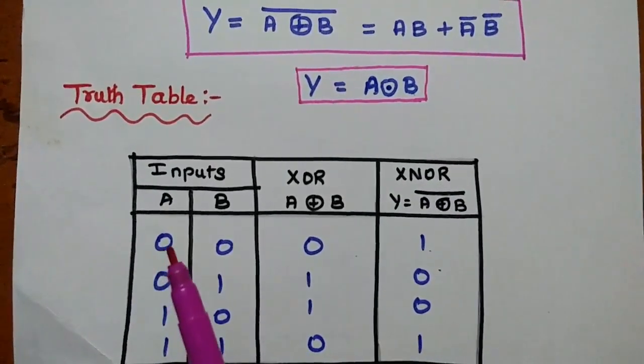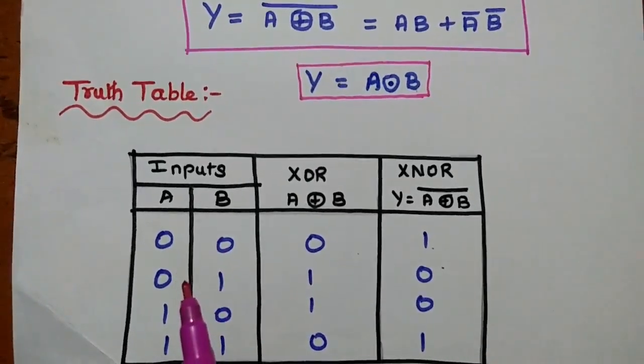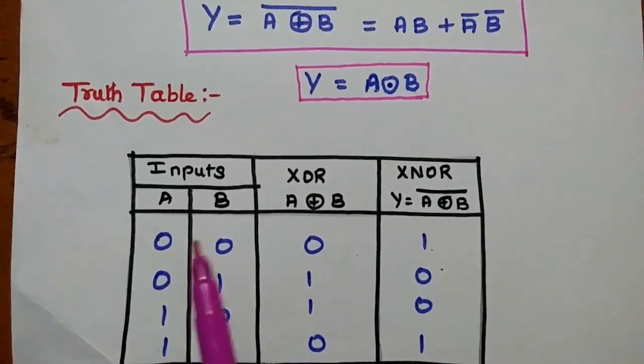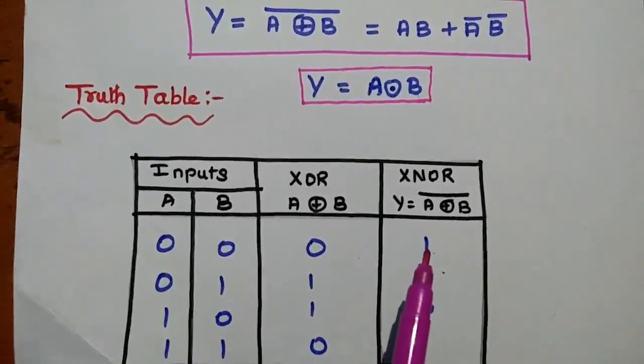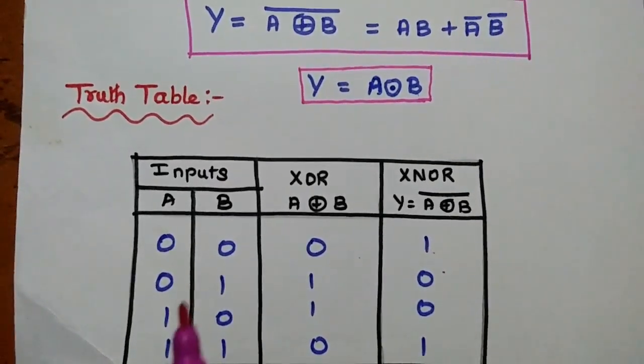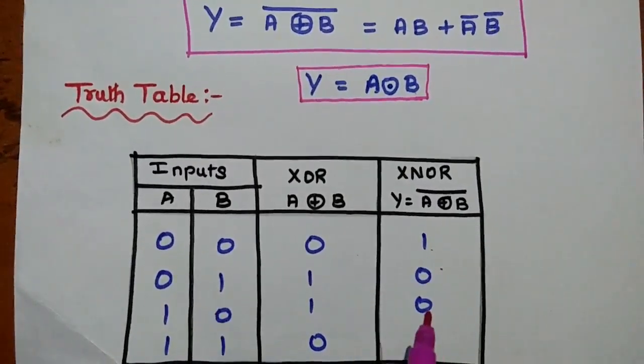So here, whenever both the inputs are the same, that is either low or high, we can obtain a high output. If the inputs differ, then the output is low.